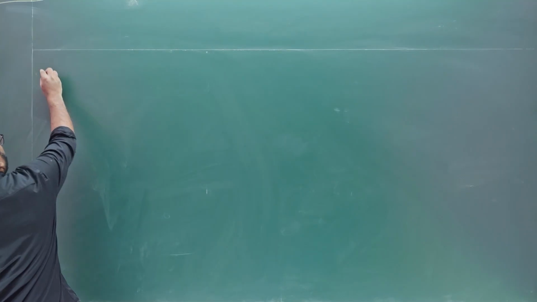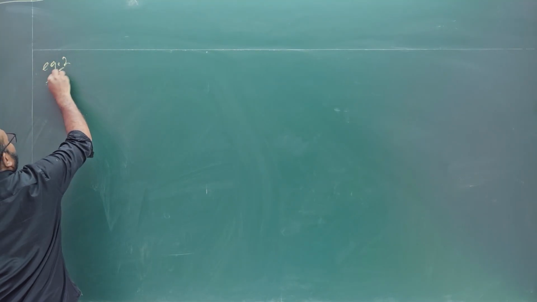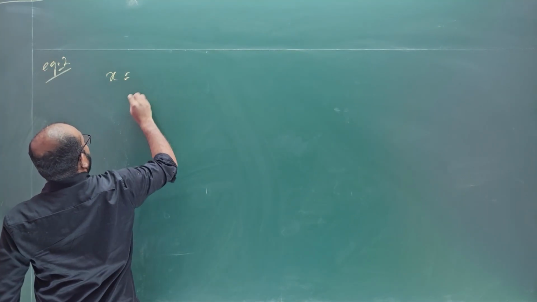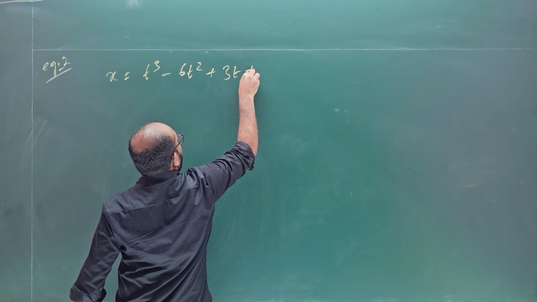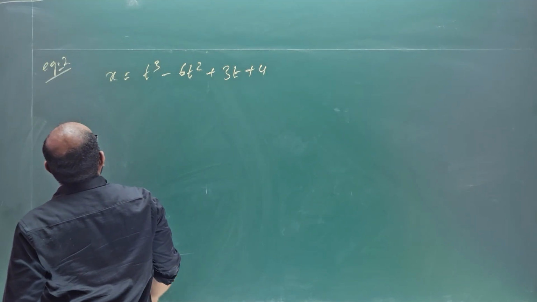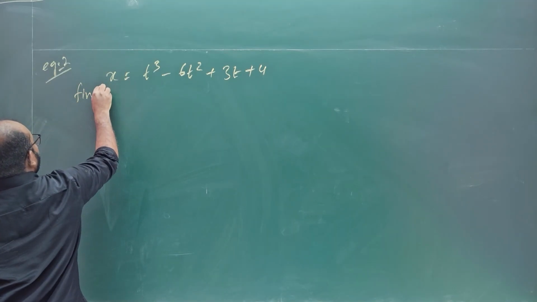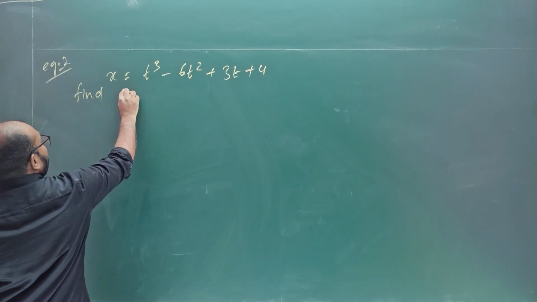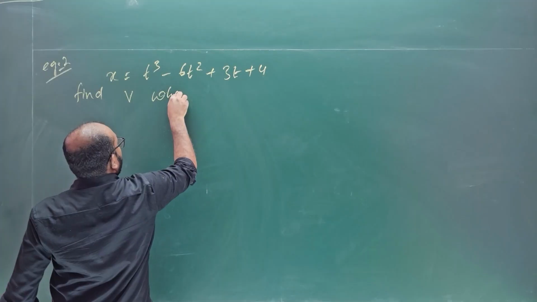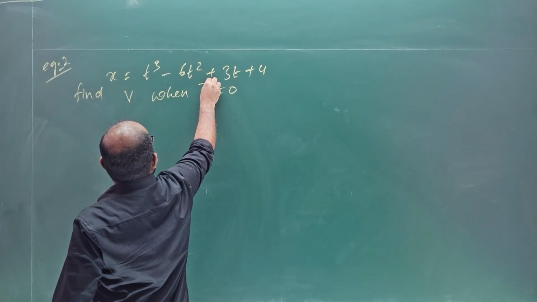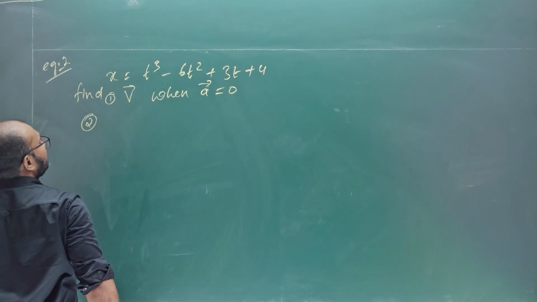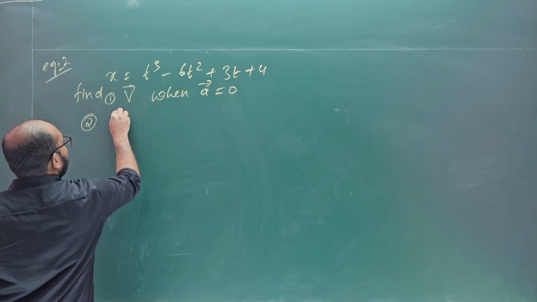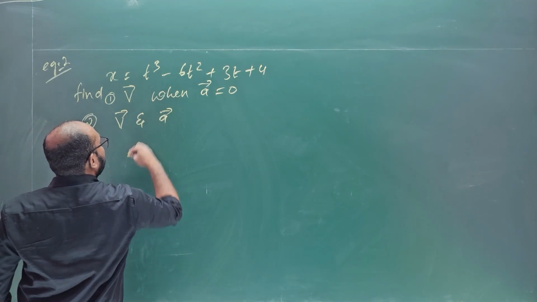Okay, shall I? Example number 2. x is equal to t cube minus 6t square plus 3t plus 4. Find v when a is 0. First question. Second question, v and a.